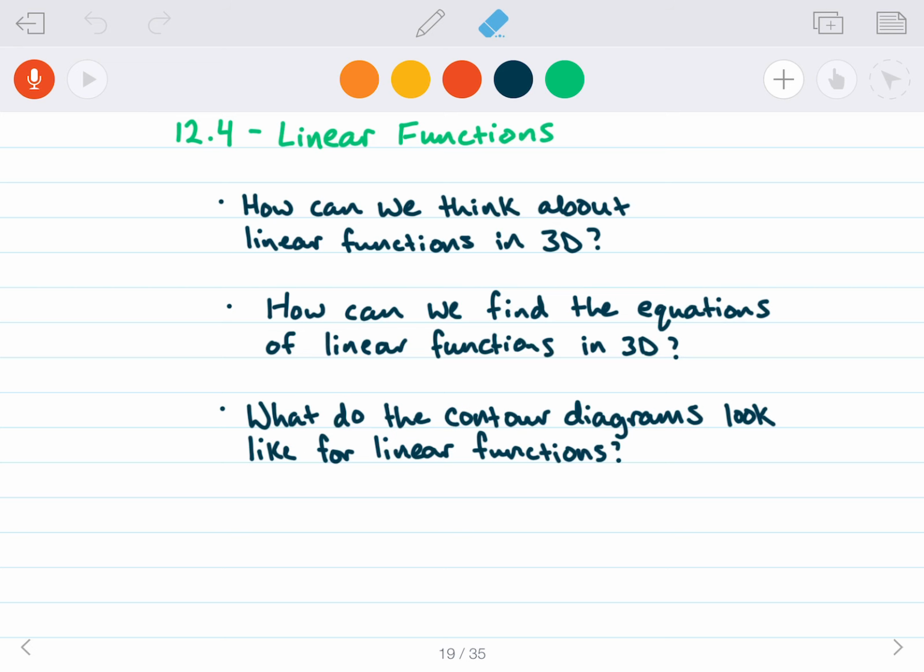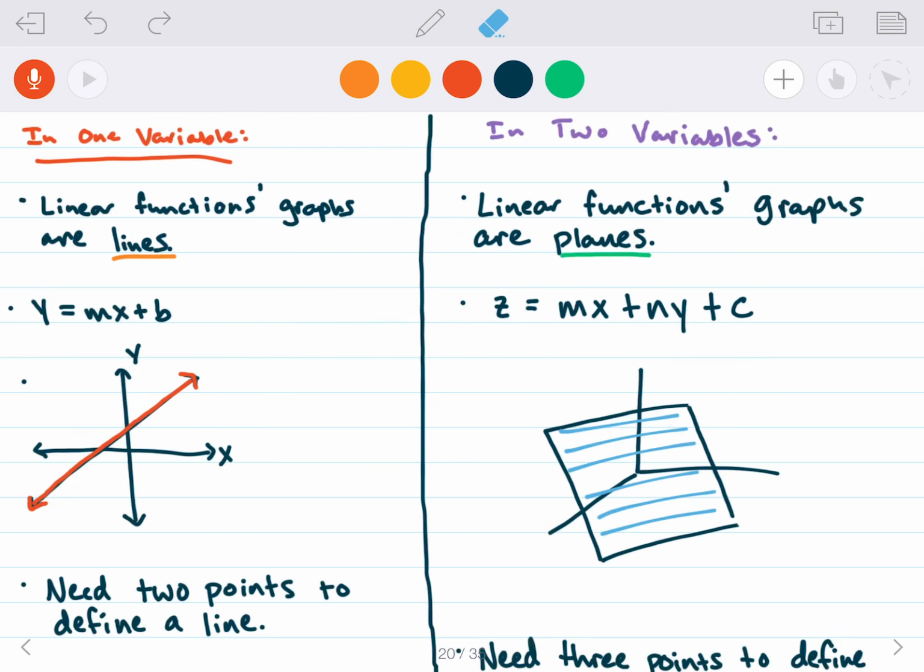Hey guys, in this video we're going to talk about Chapter 12, Section 4, Linear Functions. So when our input was in one variable, a linear function was a graph that was a line. And we could write our line in the form y equals mx plus b, where m is the slope and b is our y-intercept. And we need 2 points to define a line on the plane, right?